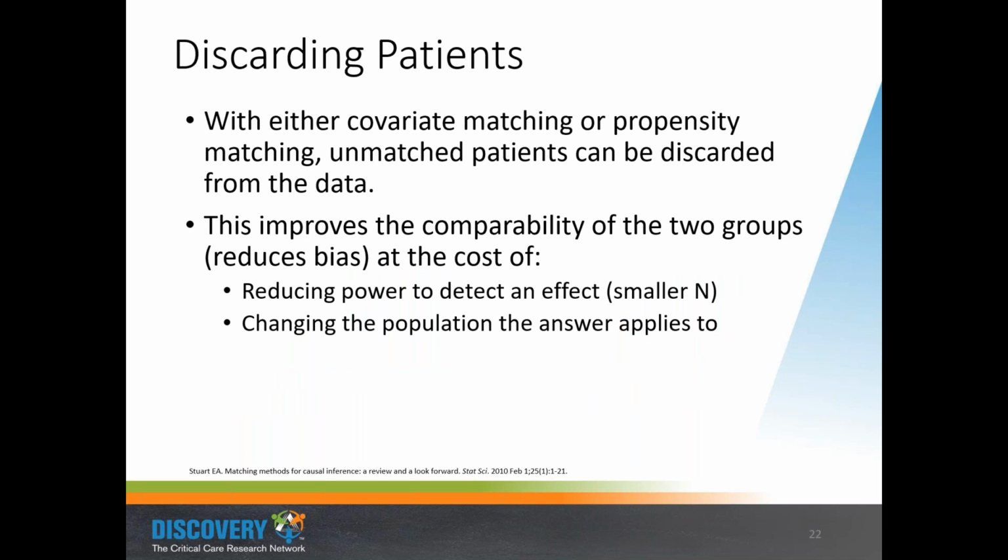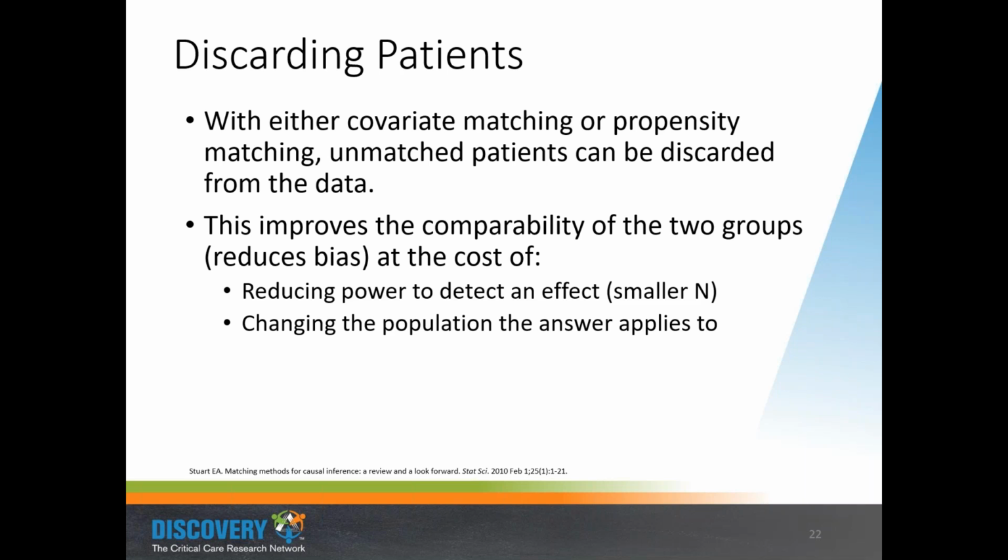So when you do matching, either covariate matching, which I described before, or propensity score matching, and like I said, covariate matching you can think of either as a way of imputing those missing potential outcomes, or as a way of finding mini-RCTs. Regardless of what kind of matching you're doing, sometimes you can discard unmatched patients from the data. You can say, you know what, this person really doesn't have anyone else who's comparable to them from the opposite group, and I'm just going to get rid of them. So what's the implication of doing that?